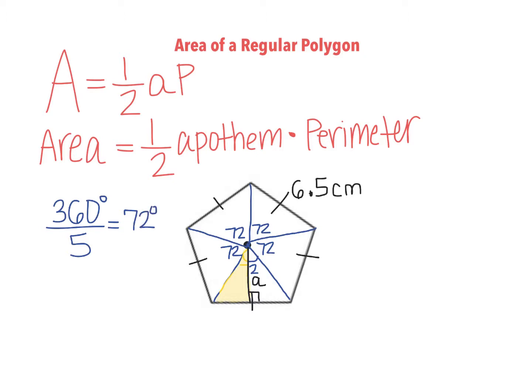I'm going to create like a zoomed in version of our triangle, just so that we can see better what it is that we're looking at. So imagine that little yellow triangle. I'm zooming in so that we can take a closer look and figure out what we need to do in order to figure out what the apothem would be. So here's my triangle.